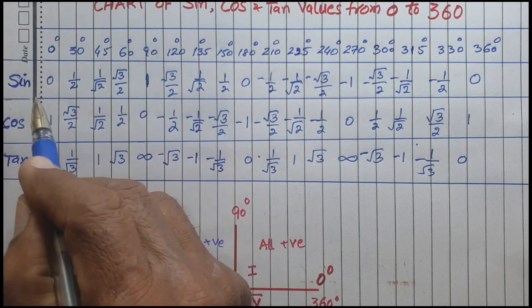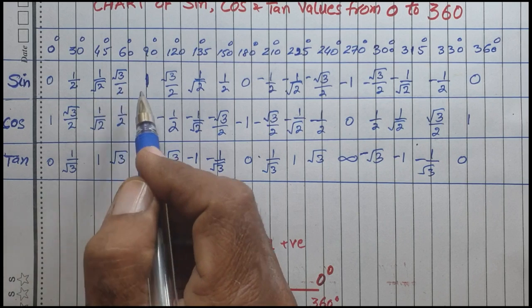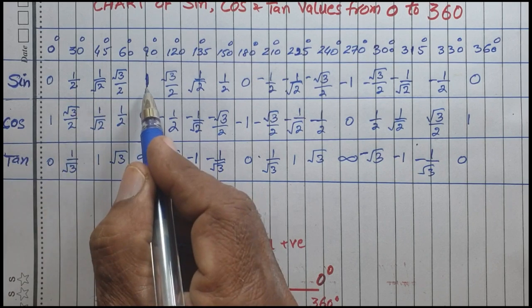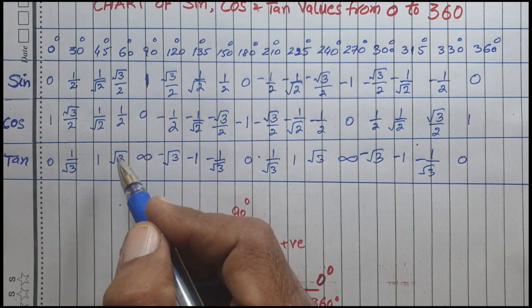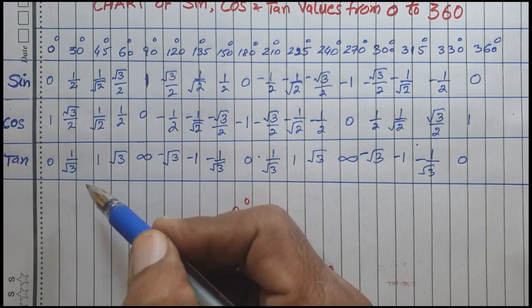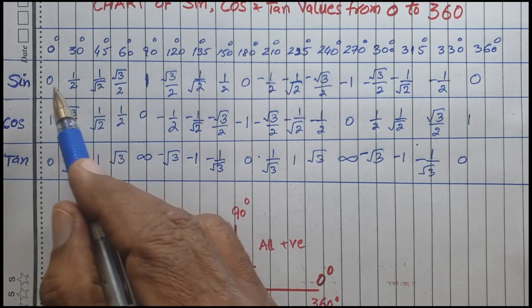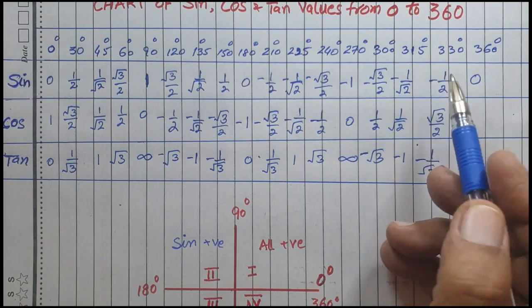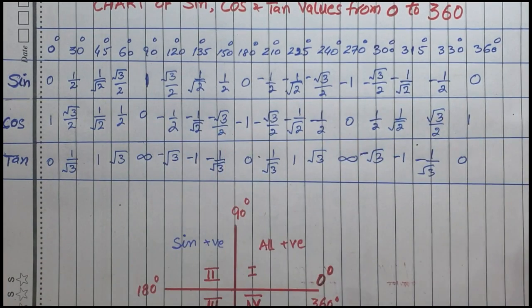These 5 values you have to remember always. For sine: 0, 1 by 2, 1 by under root 2, under root 3 by 2 and 1, and for cos you write in the reverse way here. But for tan you divide sine by cos, no need to remember this. These 5 values run from 0 to 360 degree, with positive and negative signs also.